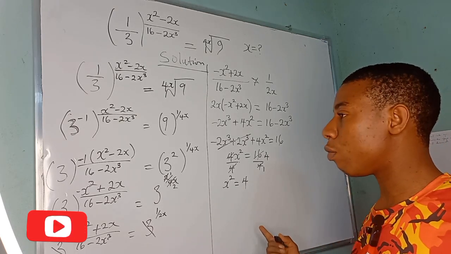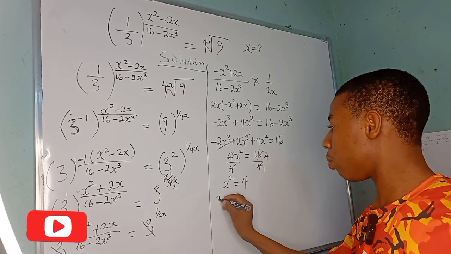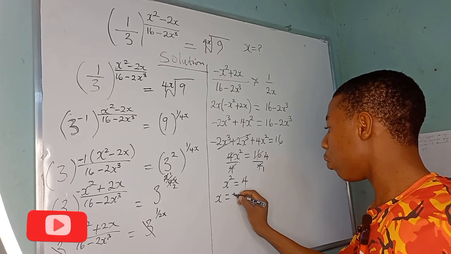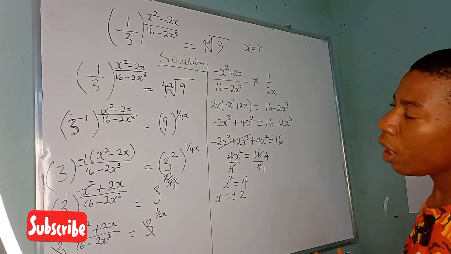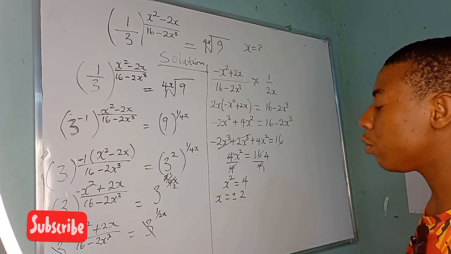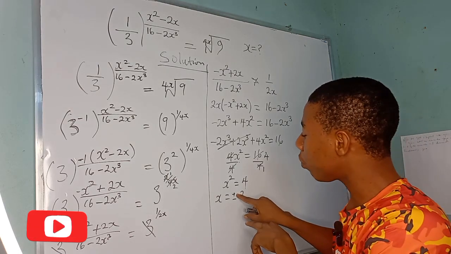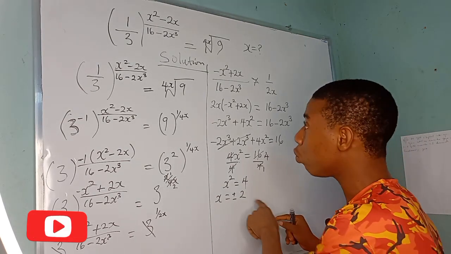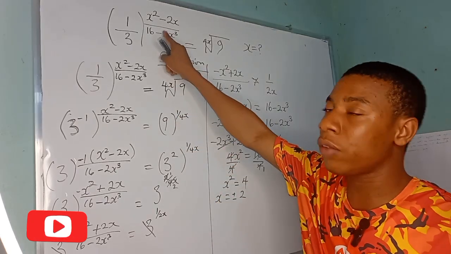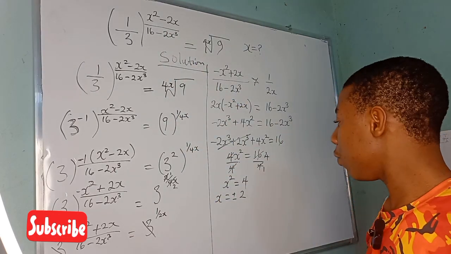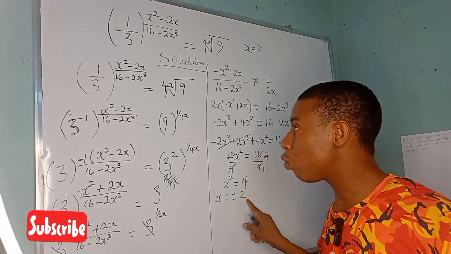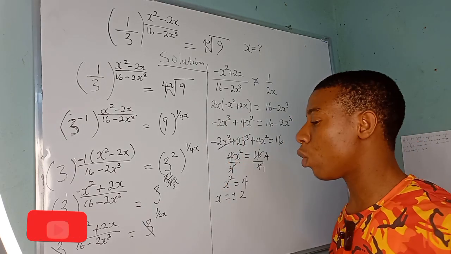Now, I will take root of both sides. If I take root of both sides, that's going to be x equals plus or minus 2. But we are not done. Now, logically, if you solve this yourself, if you substitute the positive value, which is plus 2, into any place you see x, the question will result to 0. But if you substitute a value of minus 2 into this, let's see what it's going to turn to.